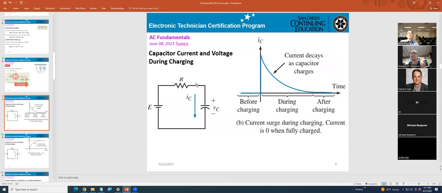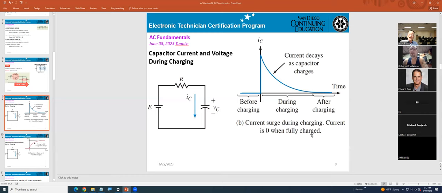In here, they're talking about capacitor current and voltage during charging. Okay? That means you connect the power to the capacitor through the resistor here. They say before charging, they will be zero for a long time, okay? This is the current. The current decays at capacitor charging. That means when they're charging, the current is not going up, but keeps going down. When the voltage VC and the power E are equal, that means IC equals zero. Current surge during charging. Current is zero when fully charged.